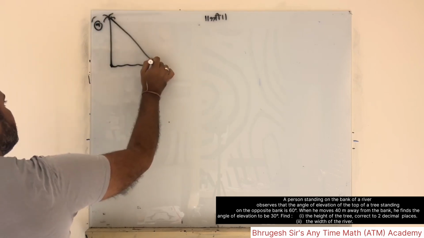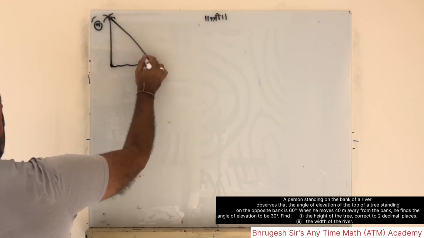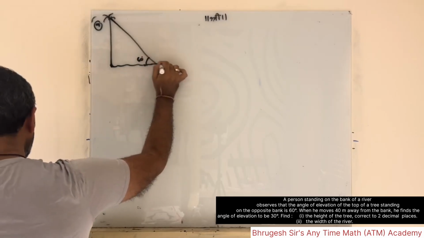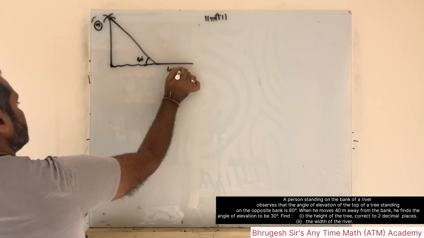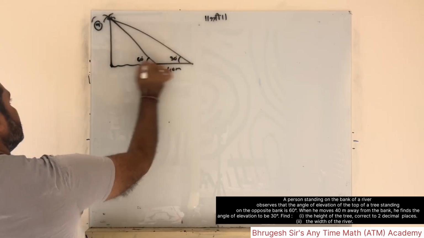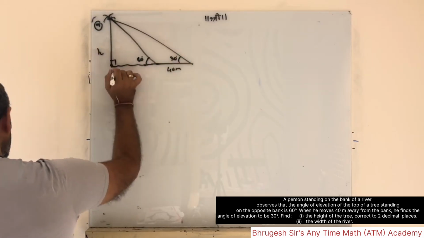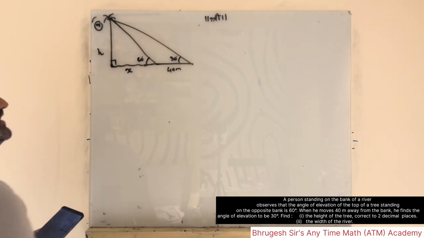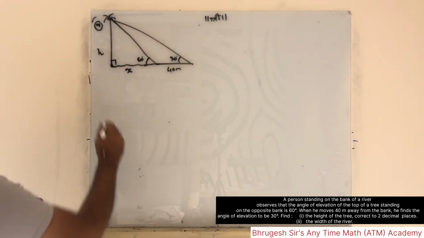The angle of elevation to the top of the tree is found to be 60 degrees. When he moves 40 meters away from the bank, the new angle of elevation is 30 degrees. Find the height of the tree correct to two decimal places and the width of the river. So मुझे x भी ढूंढना है और मुझे h भी ढूंढना है.